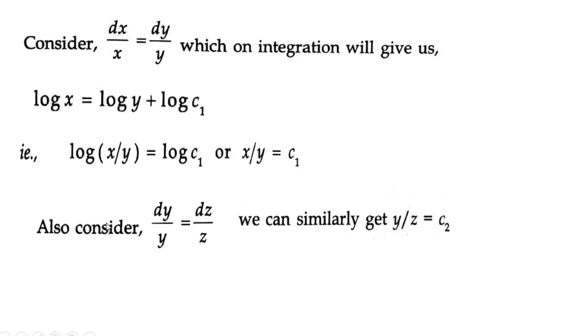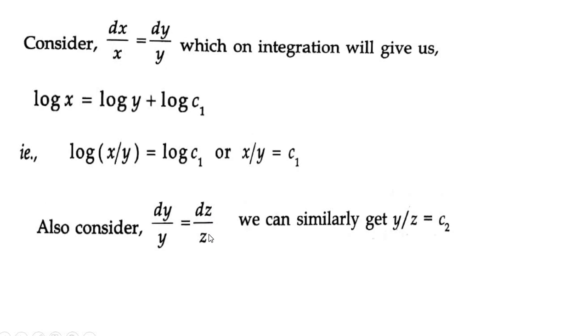So can you guess what you will get your answer as? dy by y equal to dz by z will give you y by z is equal to c2. Similarly, if you choose x and z, then x by z is equal to c3 will be another term. Okay, so we'll consider two relations because we just need phi of u, v, where u is equal to x by y equal to c1 and v is equal to y by z equal to c2. Okay, so that is your solution of a Lagrange's PDE.